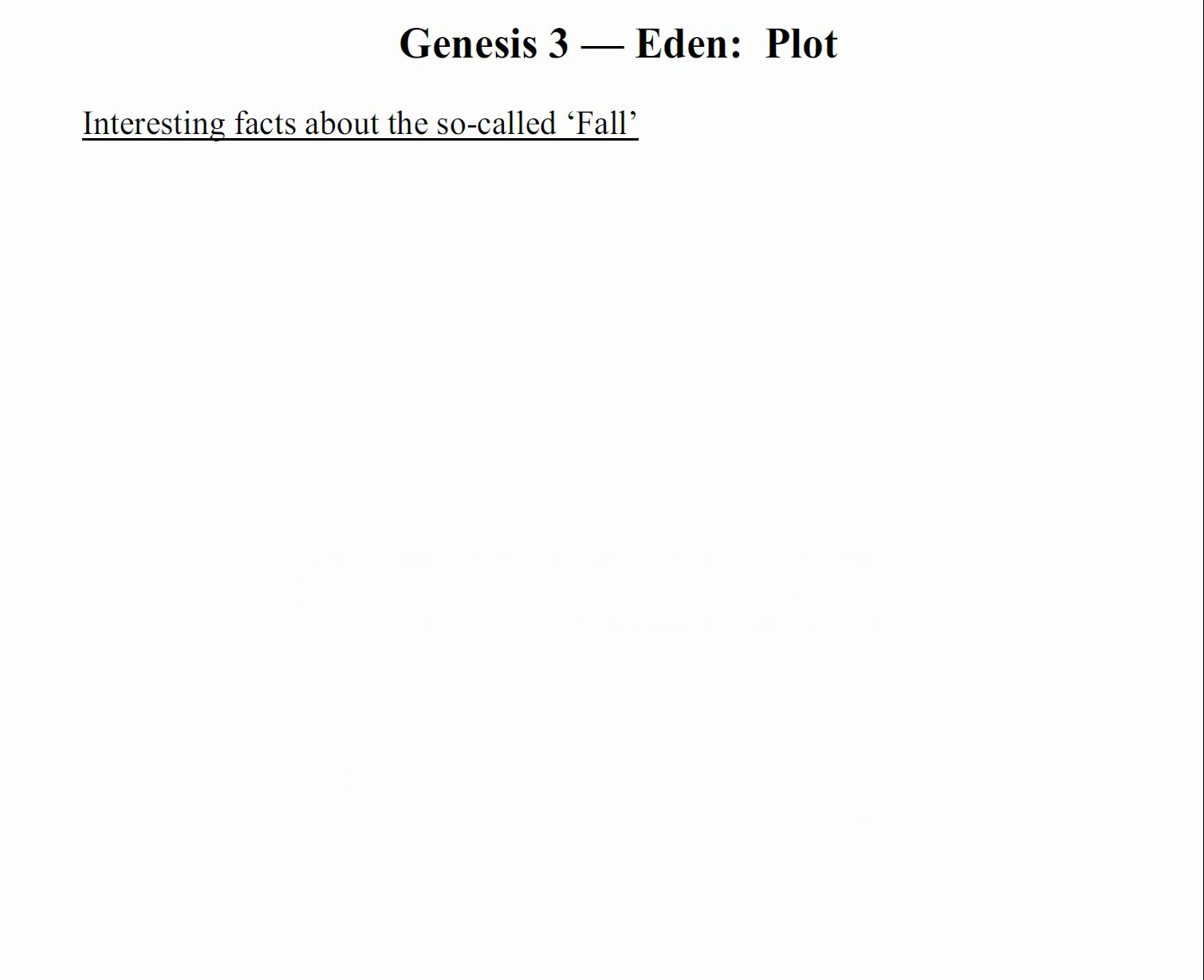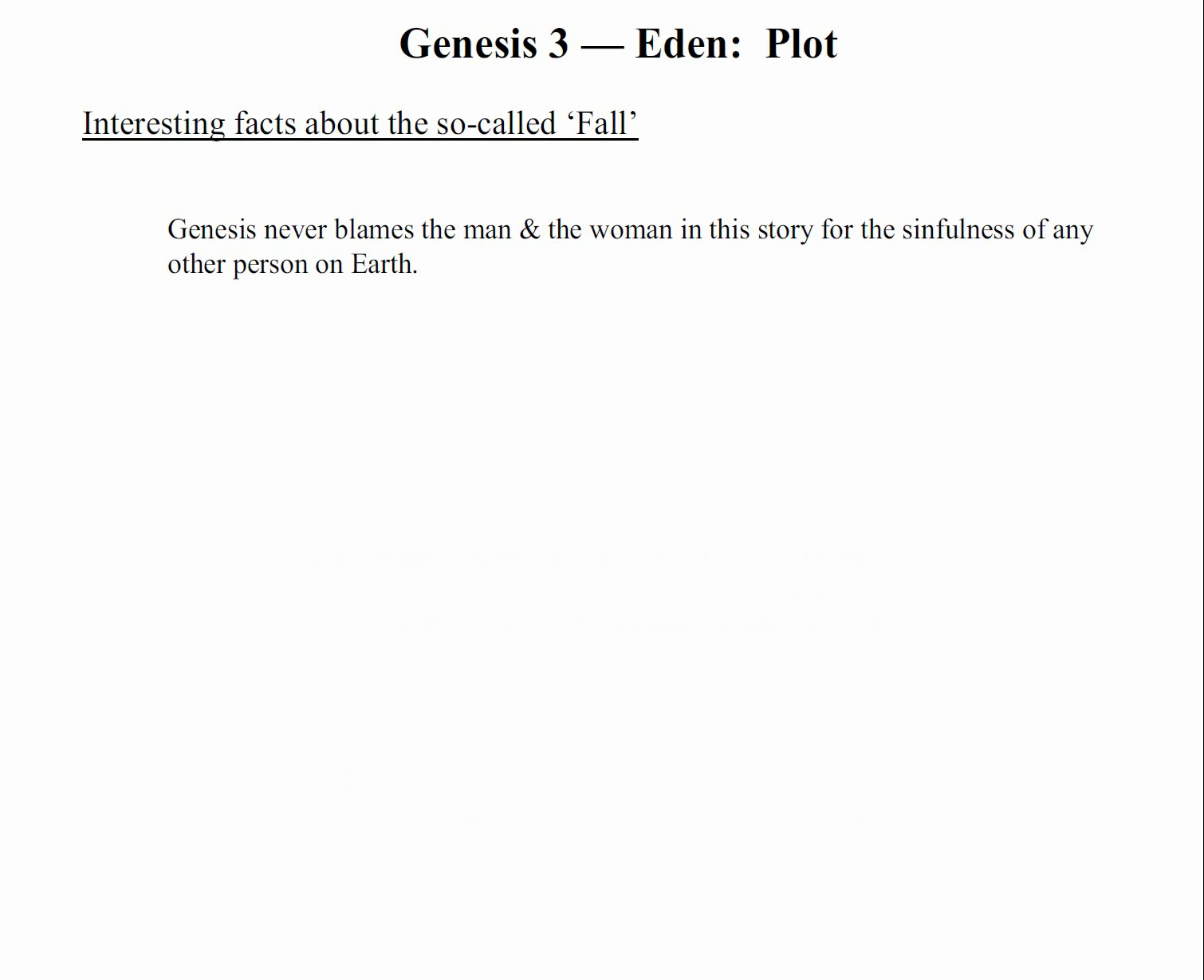For example, Genesis never blames the man and the woman in this story for the sinfulness of any other person on earth. But the doctrine of the fall, especially as it was formulated by Augustine, is that there were two human beings at some point in history, and when they ate the wrong fruit from the wrong tree in the garden, at that moment all humanity throughout time and space became tainted and irreparably damaged and have nothing but sinful tendencies. And Genesis just doesn't do that. Genesis never blames the man and the woman for the sinfulness of any other person on earth. Genesis just never, ever does that.